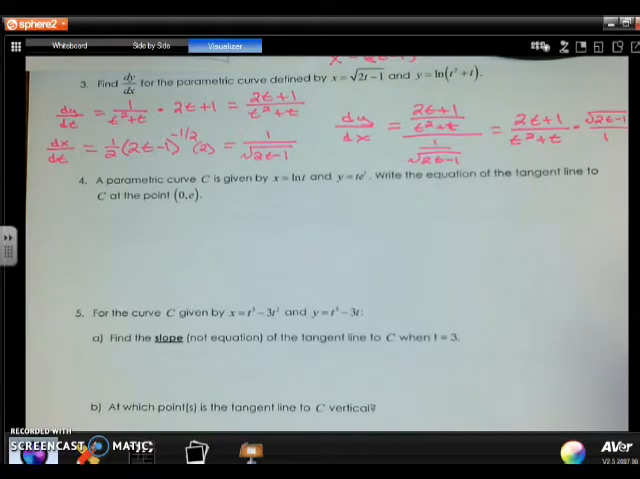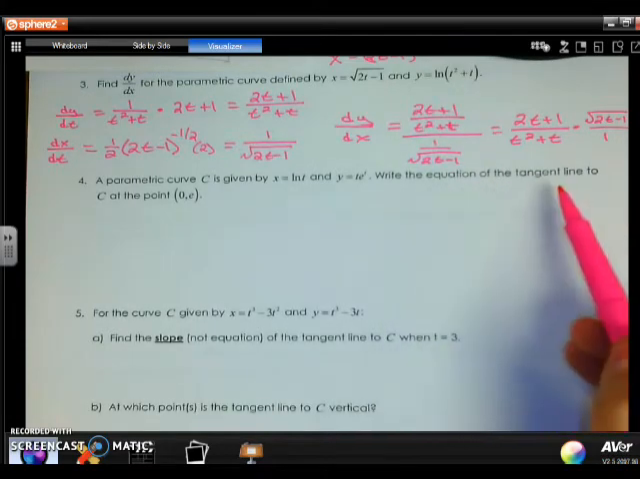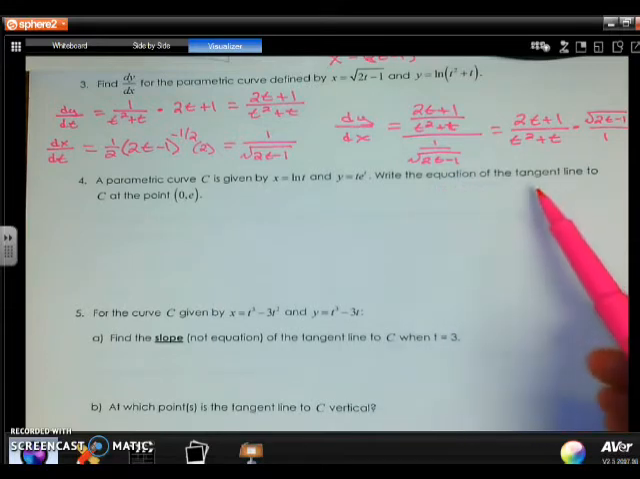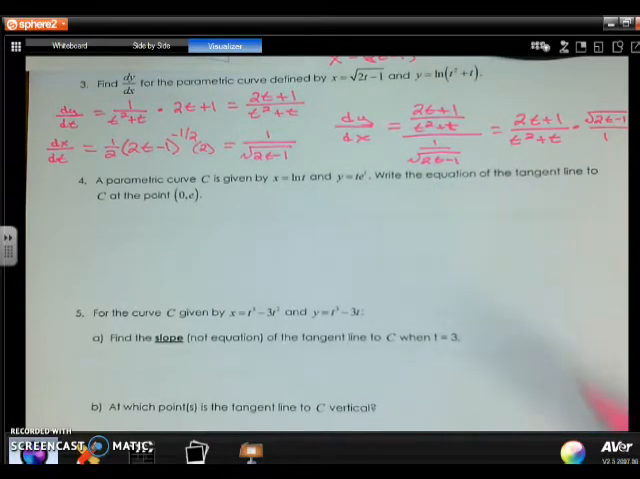Okay, let's move on to number 4. It says a parametric curve C is given by x and y here. Write the equation of the tangent line to C at a given point. So remember, equation of the tangent line, we know how to do this. We've been doing it since September. So to write the equation of the tangent line, my plan is to figure out the slope. Slope in calculus is derivative. So first I need to take a derivative, and then I need to plug into that derivative. That will give me the m value for the slope. Once I have that m value, then I can use the point slope formula as needed.